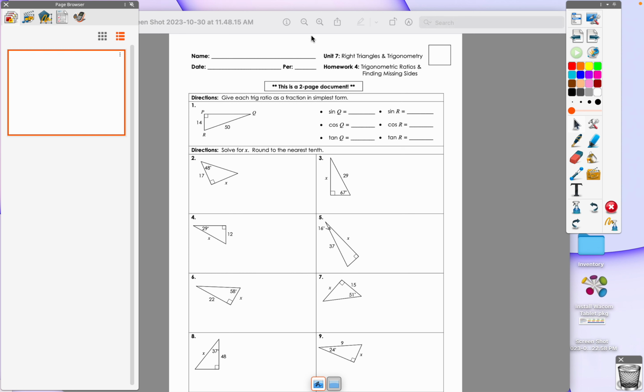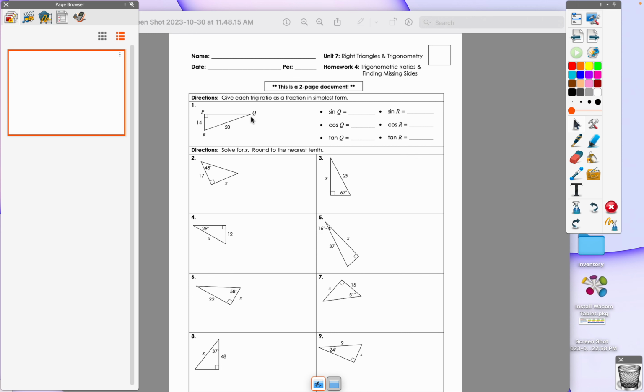I am not at school today. However, I'm going to make a little short video to remind you guys of how to do trigonometry. And remember, that is your sine, cosine, and tangent. Sine is opposite over hypotenuse, cosine is adjacent over hypotenuse, and tangent is opposite over adjacent.